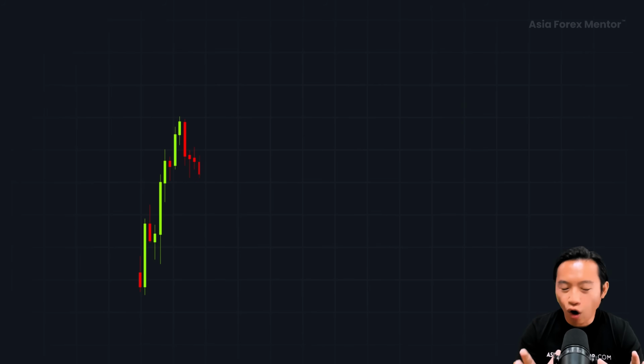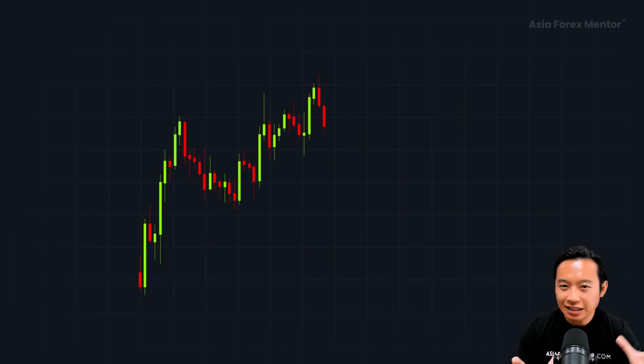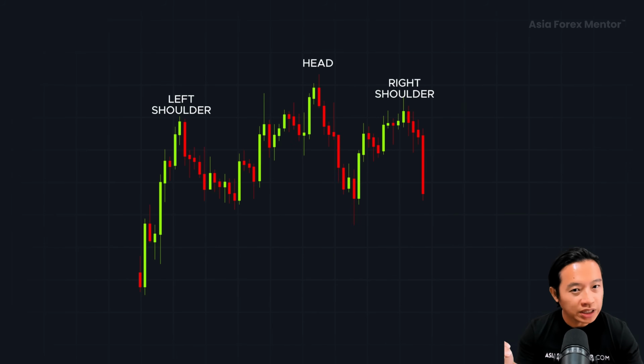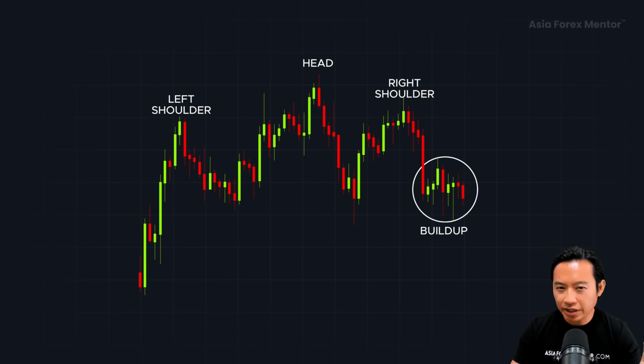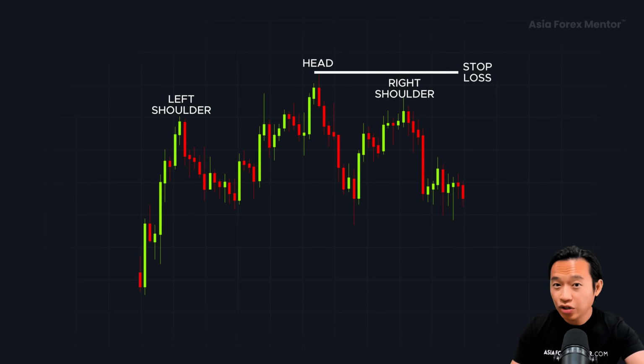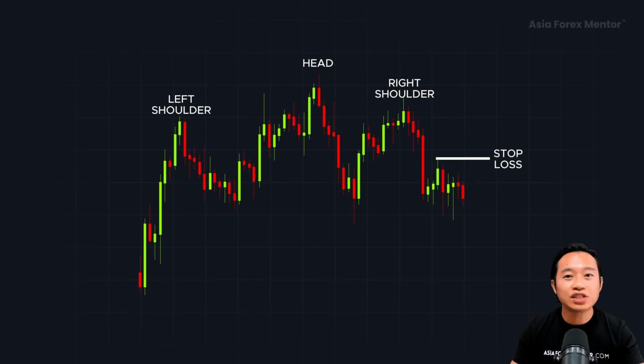Here's an example of the build-up technique. After the left shoulder, head, and right shoulder, you can observe the build-up forming just beyond where? The right shoulder. Instead of placing your stop loss above the head, you can now reference it by setting it just above the build-up, which is what we have covered. And that's where you can reduce the size of your stop loss, allowing you to have a fantastic RR.